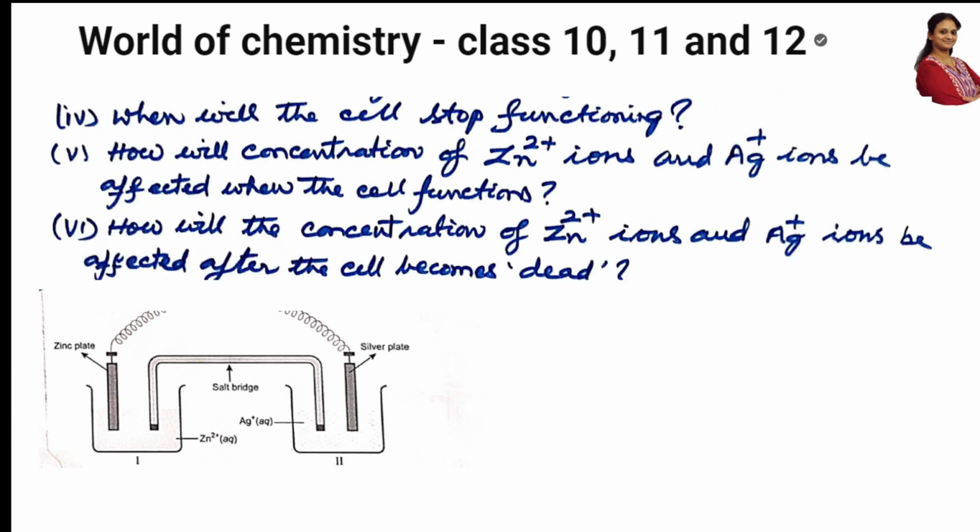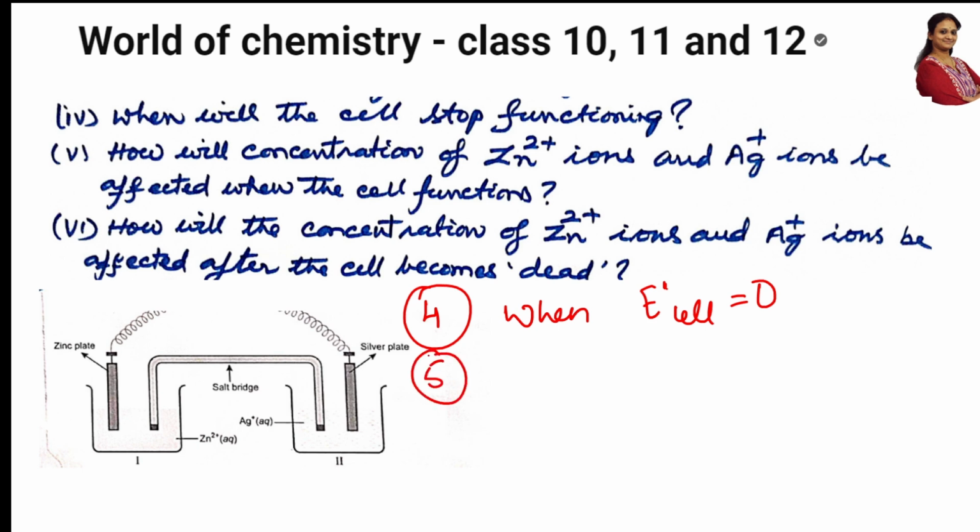The next question. Fourth question: when will the cell stop functioning? Simple, only one line. When the E cell value is 0, the cell will stop functioning.